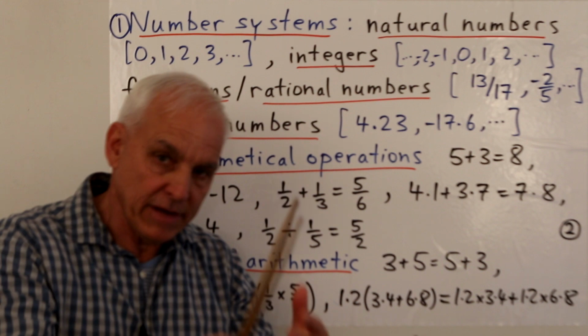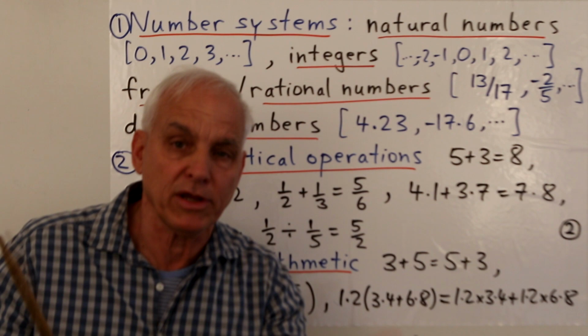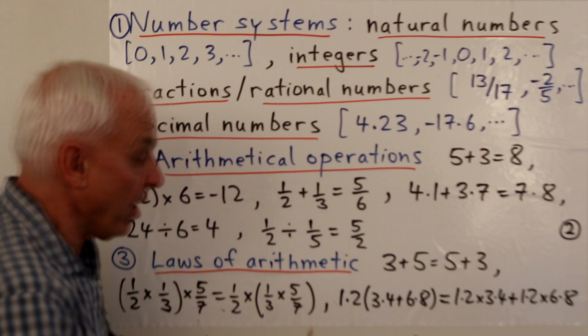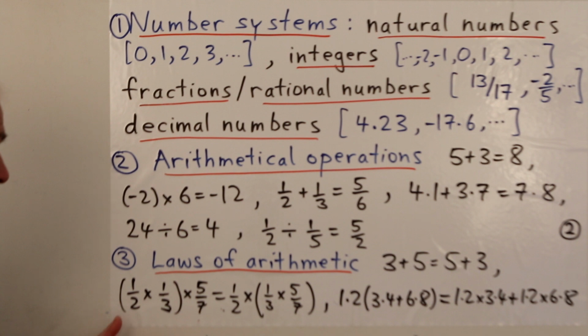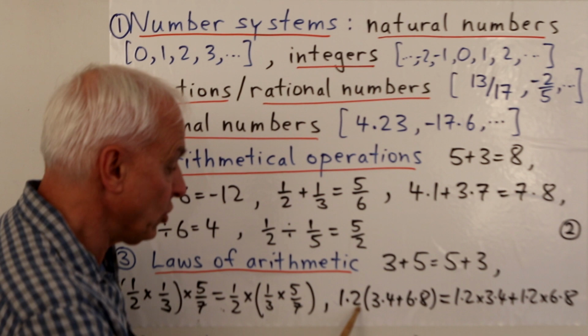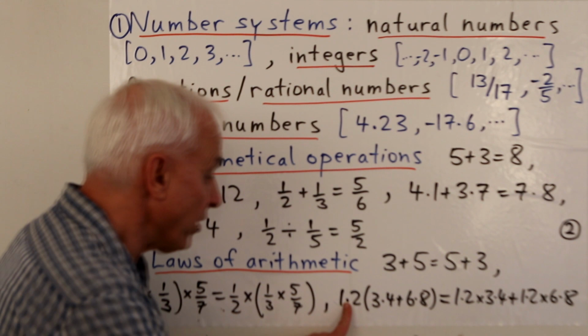And then there are the laws of arithmetic. These are the properties that these operations satisfy. For example, the commutative law, that 3 plus 5 is the same as 5 plus 3. Or the associative law, say in multiplication, 1/2 times 1/3 times 5/7 is the same as 1/2 times 1/3 times 5/7, grouped differently. And the distributive law, in this case illustrated with decimal numbers, that 1.2 times (3.4 plus 6.8) is the same as 1.2 times 3.4 plus 1.2 times 6.8.